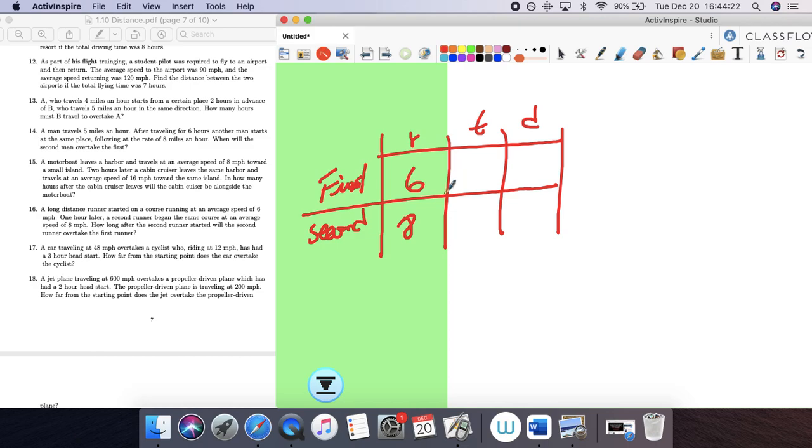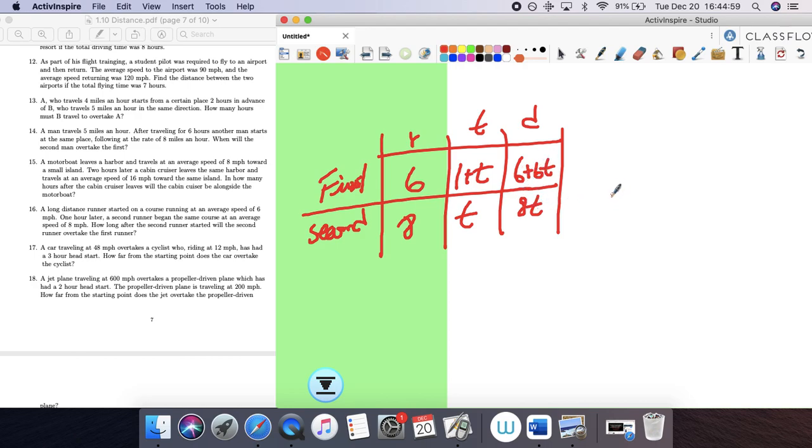So the first guy has been running for 1 hour plus t. The second guy has just been running for t hours. So the first guy has been running 1 hour more, once before the second guy even starts. So what is the distance? Well, distributive property, you get 6 plus 6t for the first, and 8t for the second.